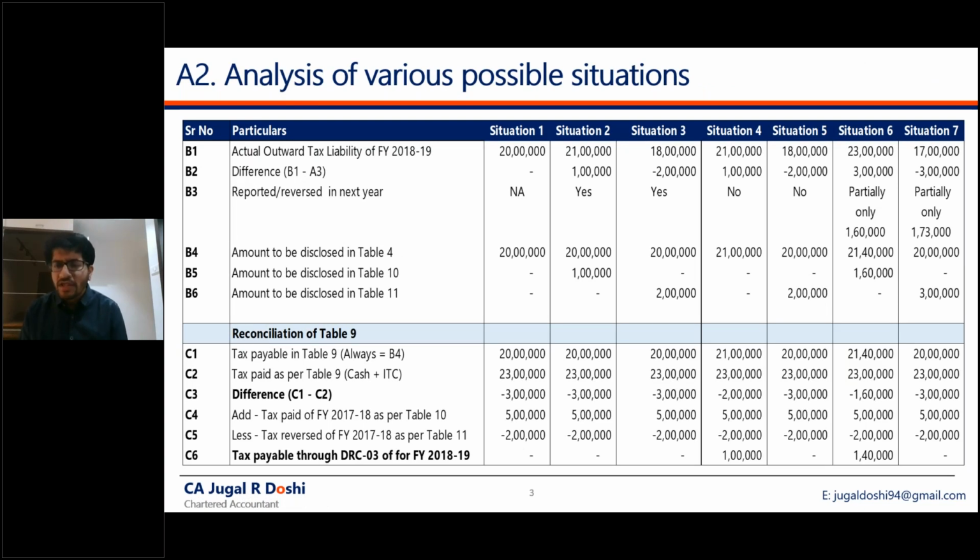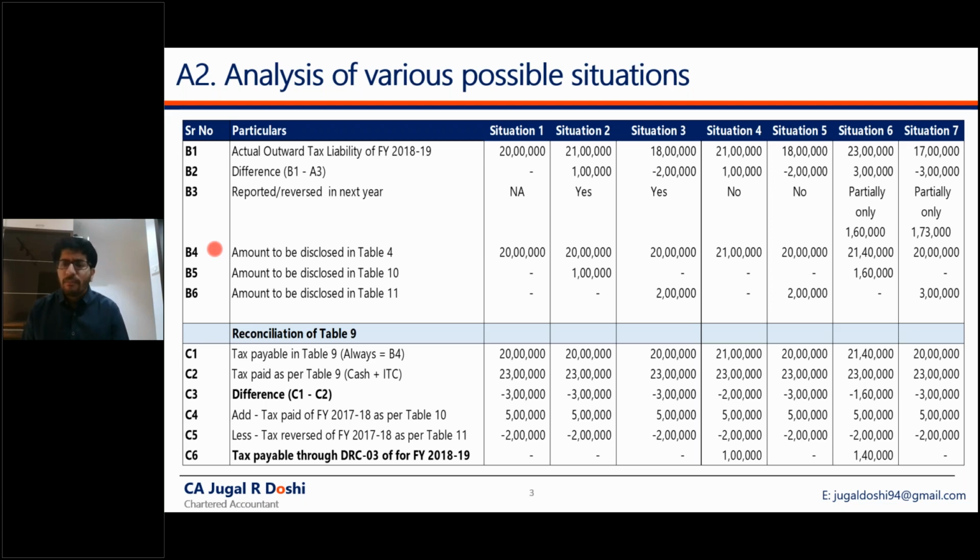The first situation is the most basic situation, that is, I have exactly reported all the outward supplies and there is no difference. So as we see over here, the outward tax liability is 20 lakhs in situation 1, and in A3 we saw that the outward tax liability reported in 3B is also 20 lakhs. So there is no difference between outward tax liability as per my audited books and outward tax liability reported in 3B. There is no question of reversal or reporting in next year. In this case, while filing GSTR 9, I will disclose this entire 20 lakh rupees in table 4.